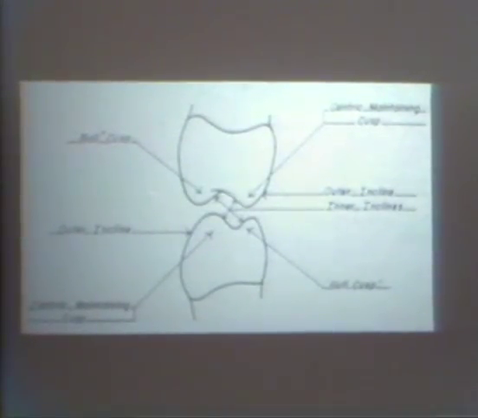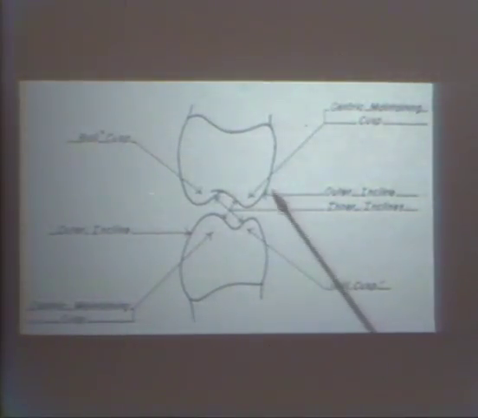Now then, if we look at a buccal-lingual view of molar teeth coming together, we now see that each and every aspect of each tooth is important. The centric maintaining cusp, in ordinary occlusions, would be your maxillary lingual cusp and your mandibular buccal cusp.